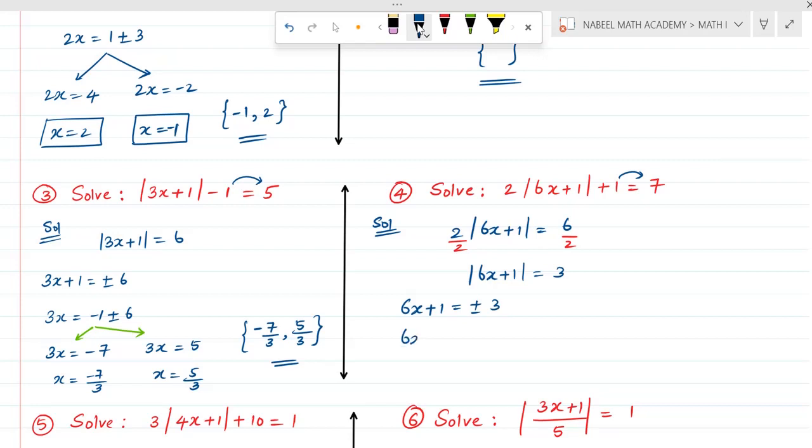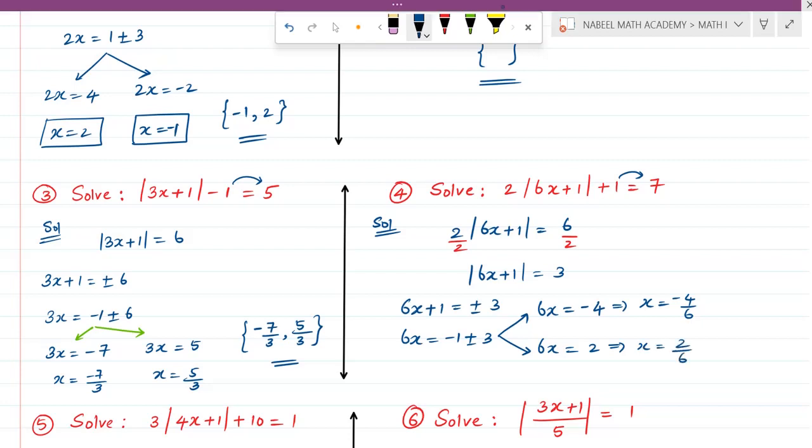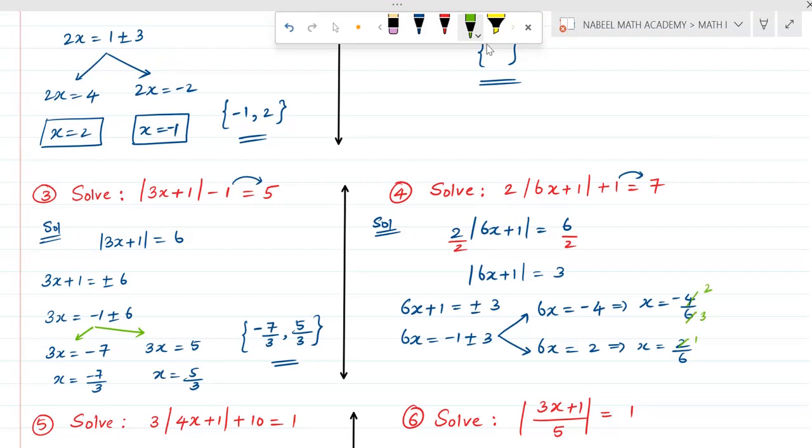Therefore, move the 1 to that side: 6x = -1 plus or minus 3. So you will get two solutions. They are 6x = -1 - 3, which is -4, and 6x = -1 + 3, which is 2. Now x = -4/6 and x = 2/6. Upon simplification, you will get -2/3 and 1/3. The solution is -2/3, 1/3. That's it.